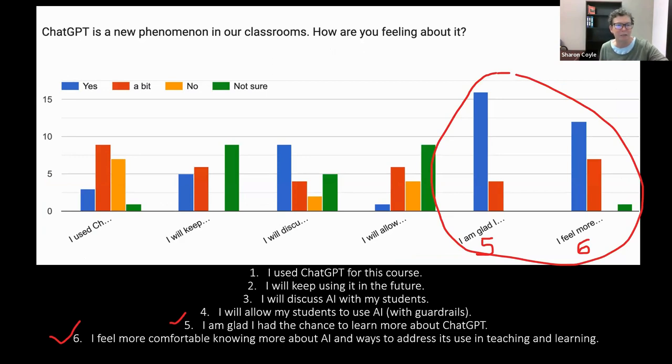I'll discuss AI with my students. Again, this was pretty mixed. There were 22 people in the class, and I think 20 filled this in. But a little more reluctance there. I will allow my students to use AI with guardrails. And again, only like one person said yes, and a few people said maybe. So people are still not feeling confident and comfortable with this, and understandably.